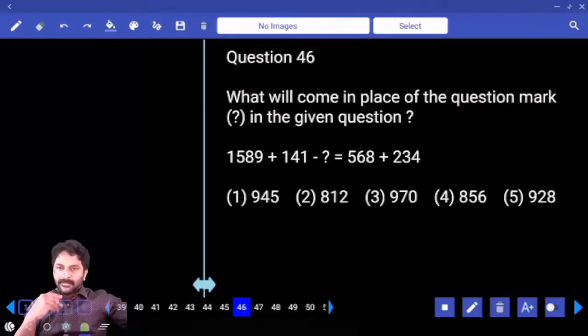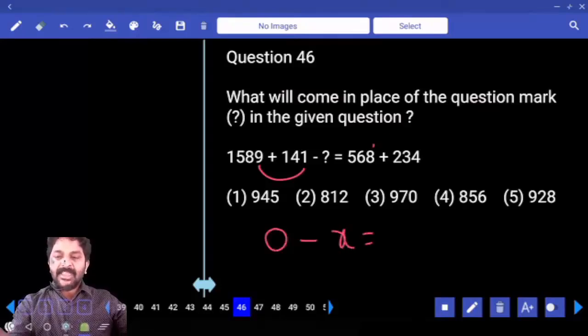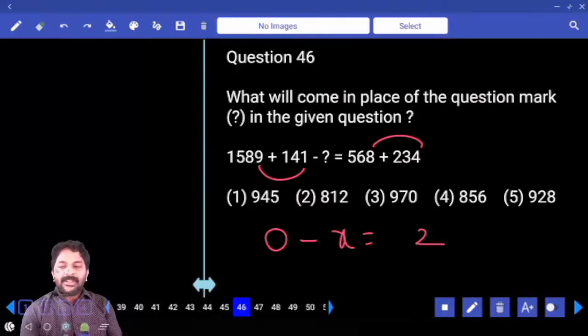Right, come on. 46 onwards, numerical ability. Last digit verification. 9 plus 1 ends with 0 minus x. 8 plus 4. From 0, how much should be subtracted to get 2? So answer must end with 8.